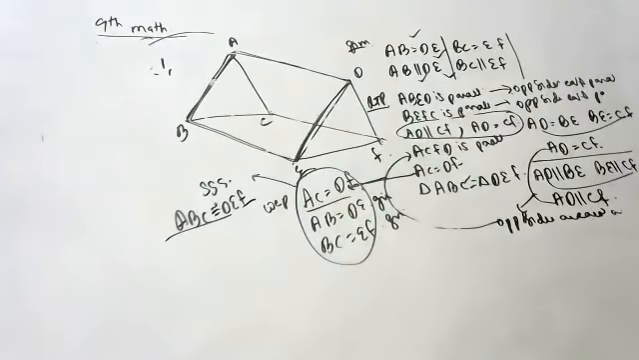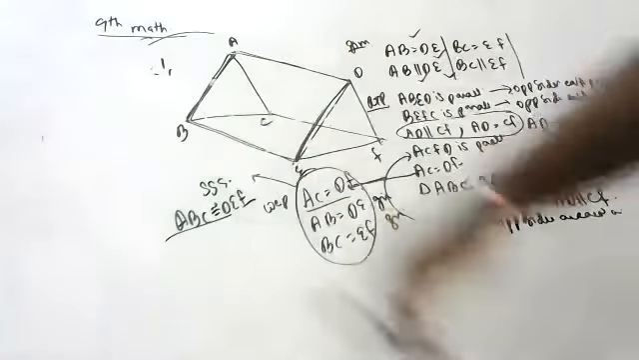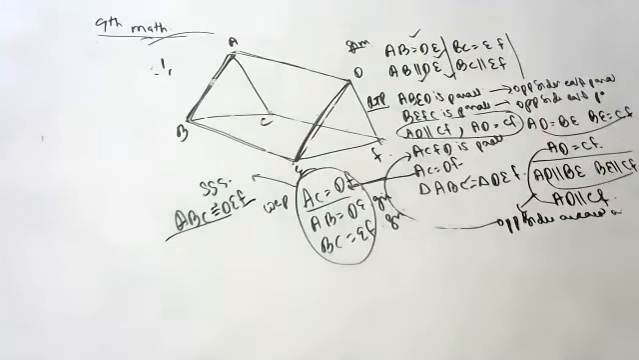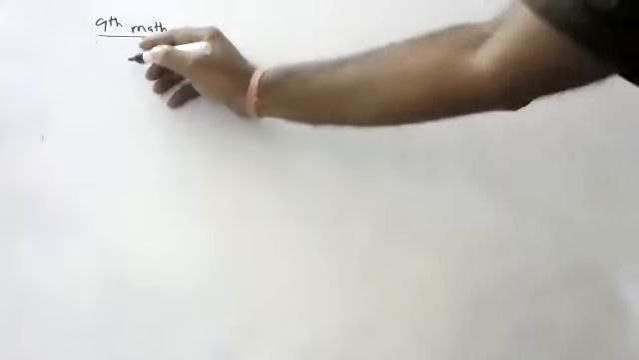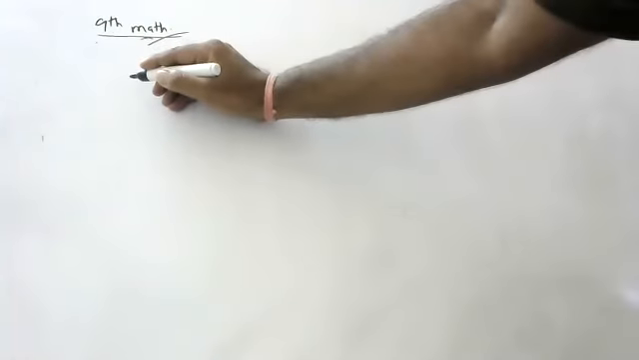Children, you should understand this. There is no rocket science involved in this. It's a small sum, a very small sum, children. You should understand that. Yes, children, anyone have any doubt in this? No, sir. Next one, children. This is also a very easy sum, children. We discussed it many times.